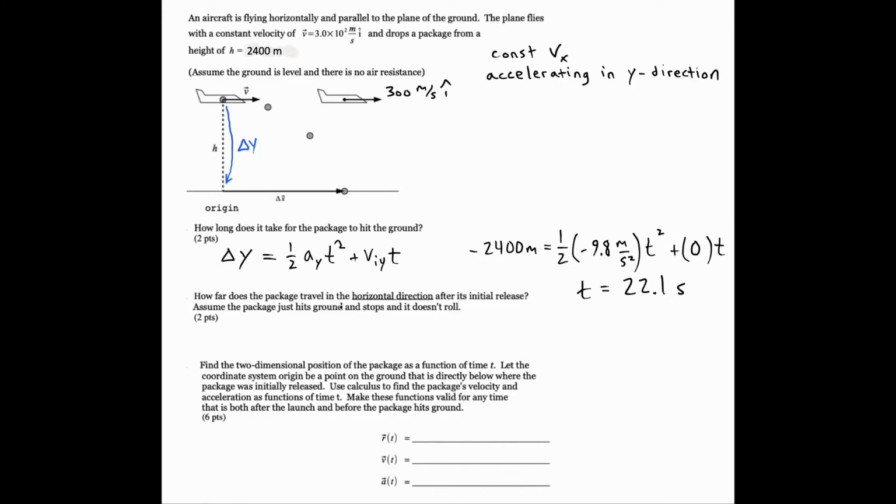Now it'll ask how far does the package travel horizontally after its initial release. So for that, we switch over to the x dimension. And you could use that for constant velocity. Alright, so for delta x, we've got to plug in our speed in the horizontal direction and our time. That gives 6630 meters.